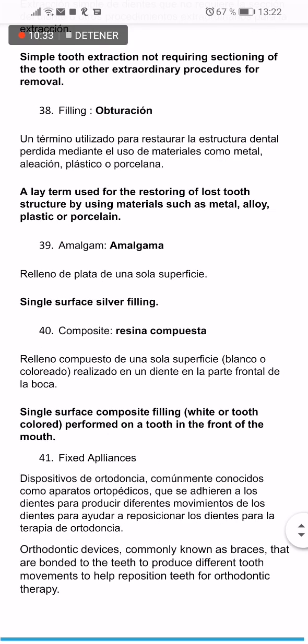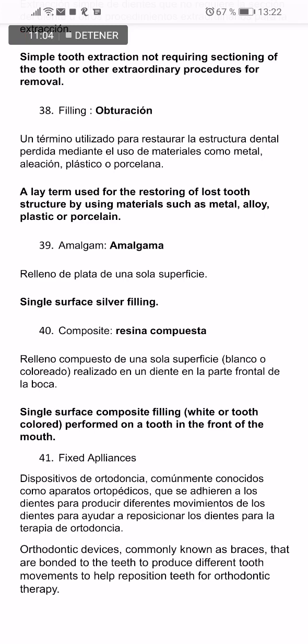Amalgama: single surface silver filling. Composite, resina compuesta: single surface composite filling, white or tooth colored, performed on a tooth in front of the mouth. And the last one is fixed appliances. Fixed appliances es el aparato fijo.